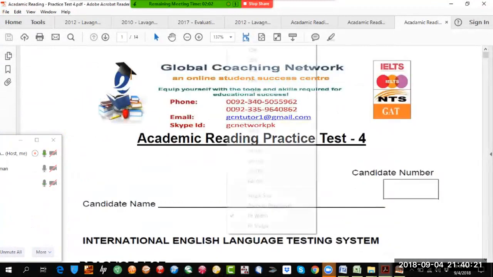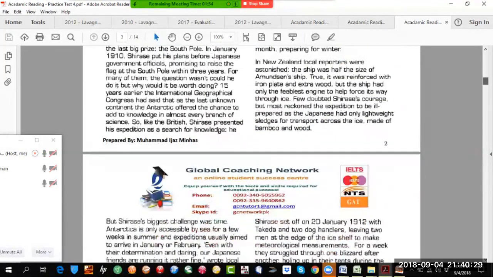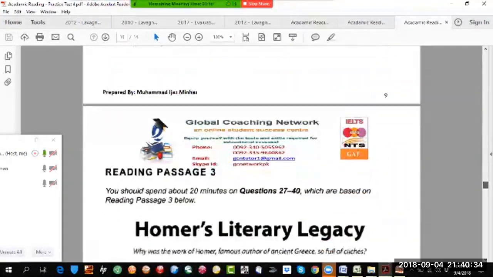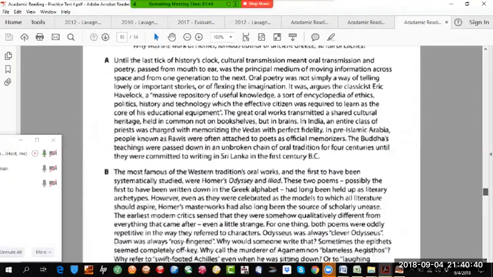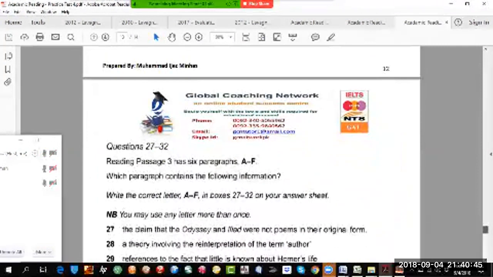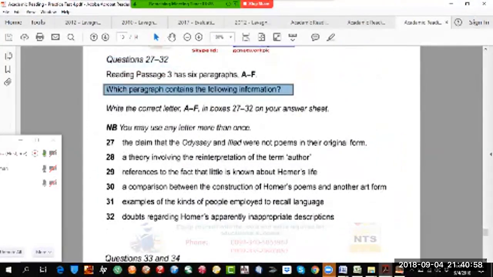Let's start with this. Now let me go to section 3. Here is reading passage 3, and these are the questions. These are the paragraphs A, B, C, D, E, F. The first set of questions says, reading passage 3 has 6 paragraphs, A to F. Which paragraph contains the following information? Now these are matching information questions.